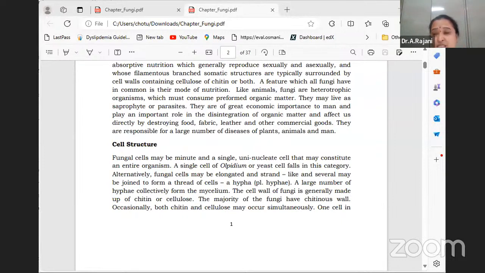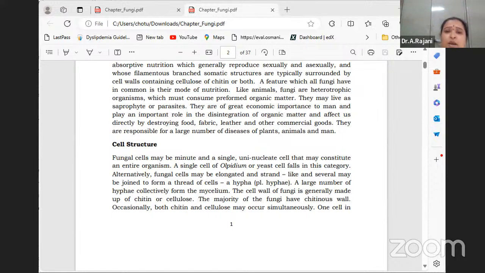Next one, coming to nutrition. This is heterotrophism, not autotrophism. Heterotrophism means they do not prepare their own food material; they depend on food material. That is heterotrophism. And the next important character is the fungal cell wall.